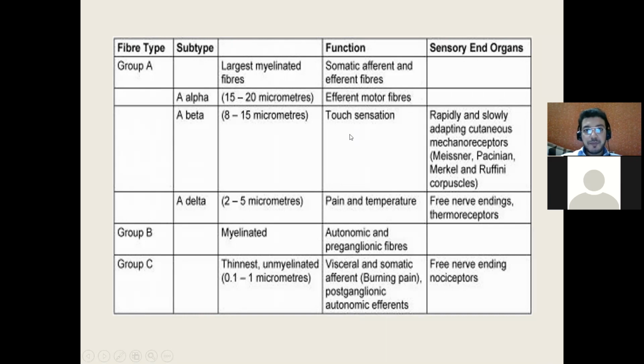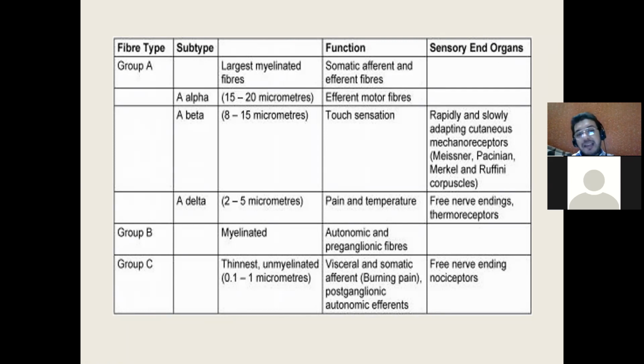So we have A alpha, A beta, A delta. As I am classifying, A delta is 2 to 5 micrometers, and it is very, very important because A delta fibers carry pain and temperature, and their sensory receptors are free nerve endings or thermoreceptors. So you need to understand that A delta is responsible for carrying pain and temperature.